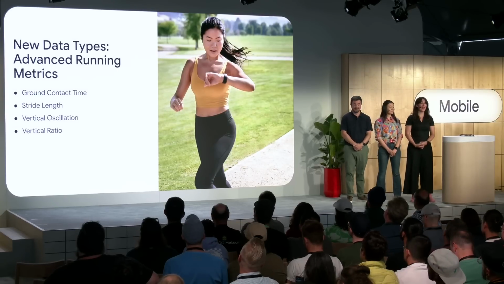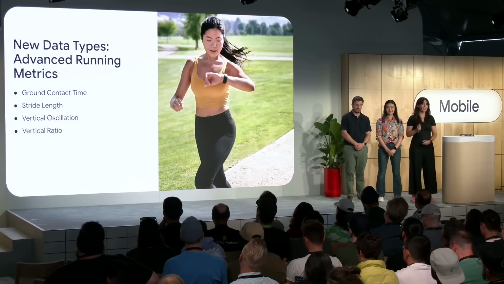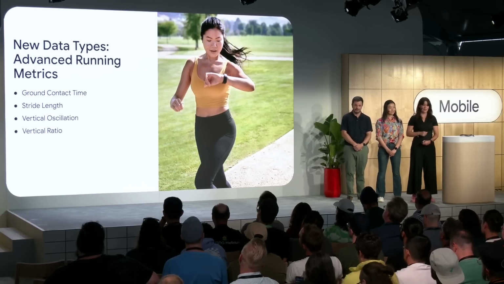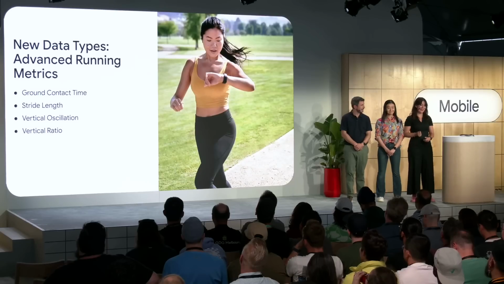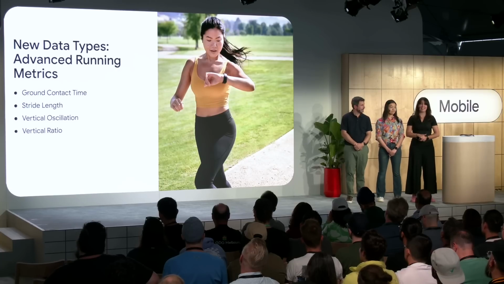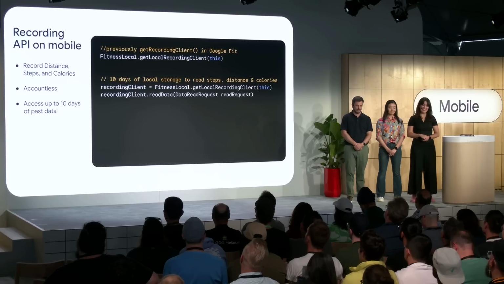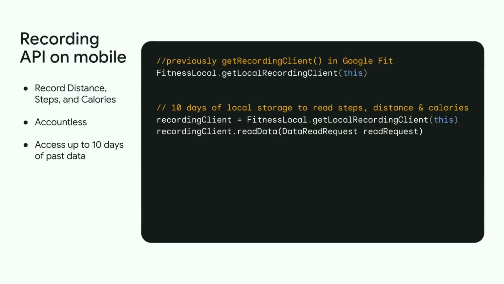In Wear OS 5, the Health Services API is making it easier for your Wear OS app to support robust, power-efficient coaching experiences. There are a lot of uses for advanced running metrics, so we're introducing new data types just for that. For example, in a workout, you can now compare stride length and ground contact time to understand a number of things, including when a runner may be getting fatigued. And to support you transitioning from the Google Fit APIs, we've introduced the Recording API on mobile, which lets you measure steps and soon distance and calories in a power-efficient way.